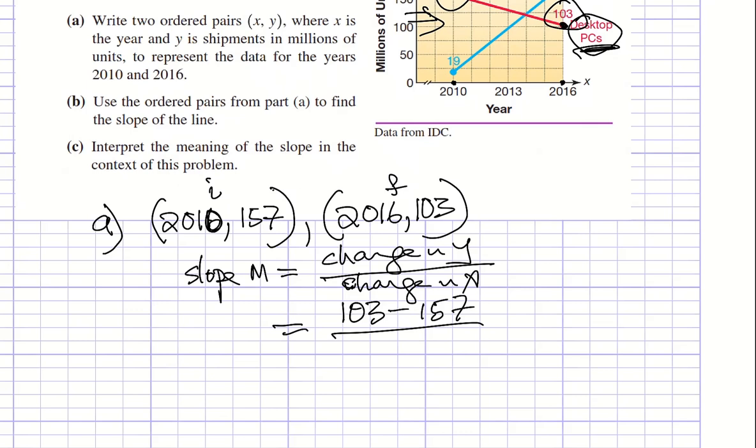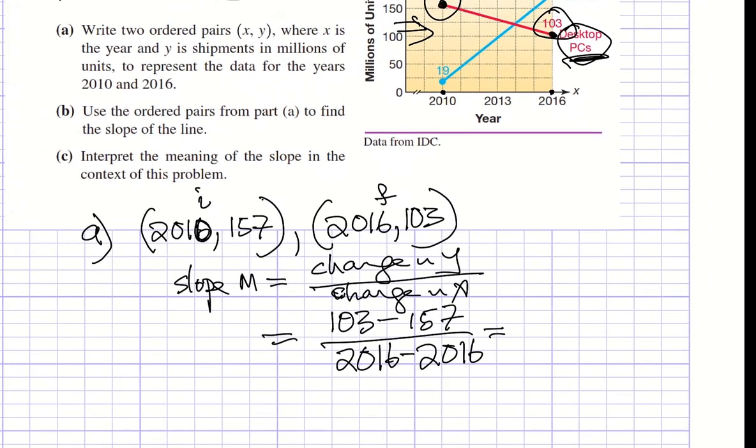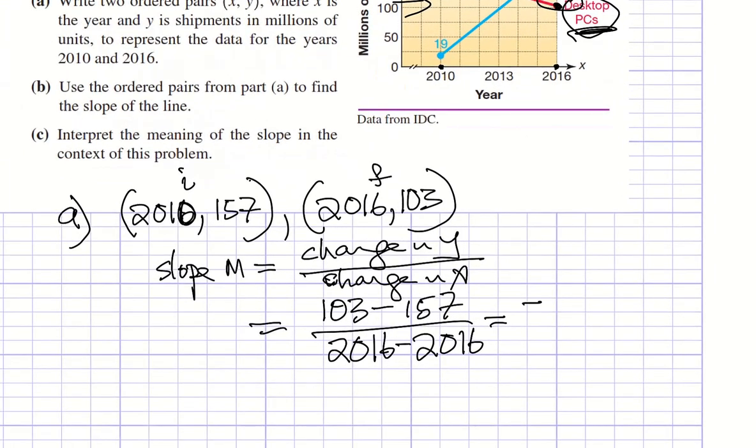What is the other one? 2016 minus 2010. What do you get? Negative 54 over. Hang on a minute, I made a mistake. That's why you have to write clearly. This is 2010. I don't know why I was saying subtract; you can't divide by 0 here. 2016 minus 2010, that's 6.